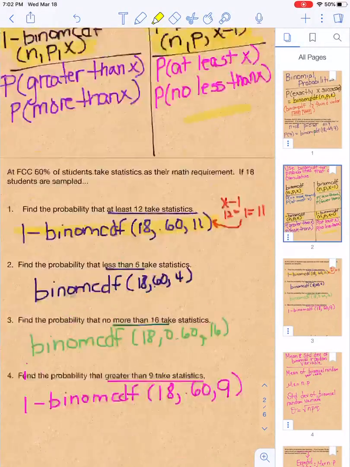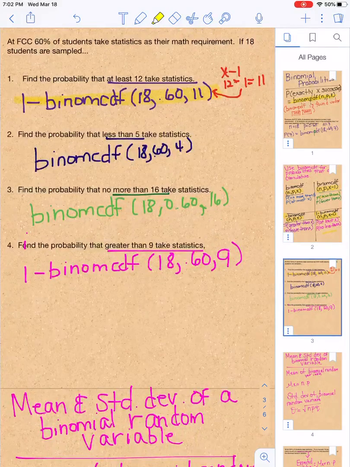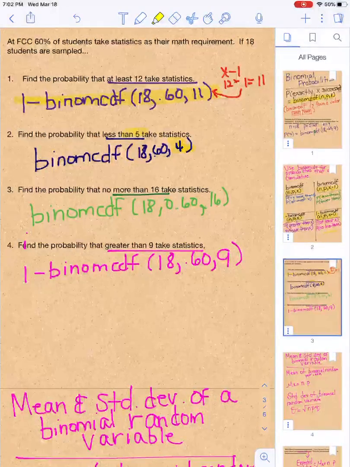Find the probability of less than 5. When we have less than, it's right there. You do N, P, x minus 1. So binomcdf, N is 18, P is 0.60, x minus 1 is 4. 5 minus 1 is 4. And then you would put that in the calculator and get your answer.